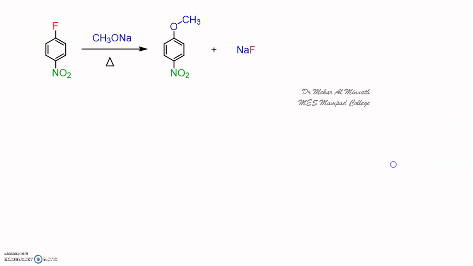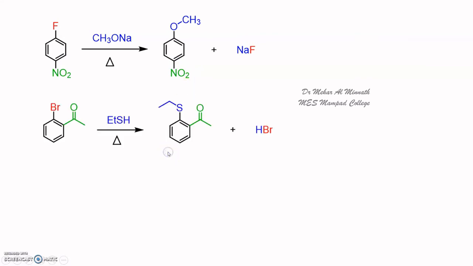Now we shall see a few reactions. Here you can see you have a fluorine as a leaving group, and NO2 as the electron withdrawing group. You can introduce a methoxy group, so just heat it. The presence of this electron withdrawing group makes the reaction easy. Another example here, EtSH. The EtS minus will be the nucleophile over here. Bromine will be replaced by EtS minus.